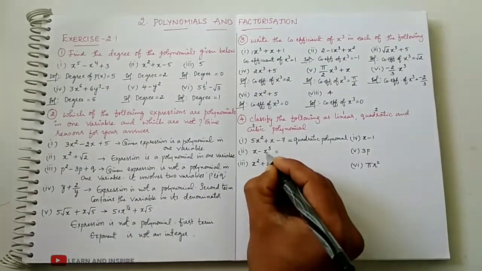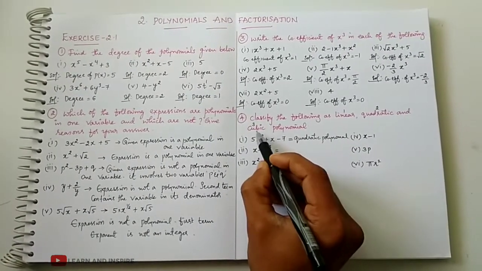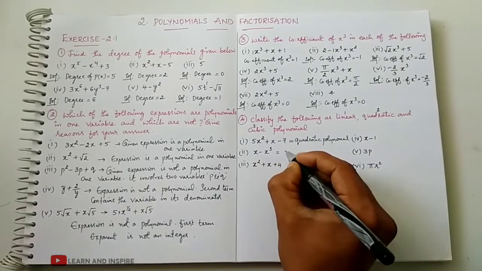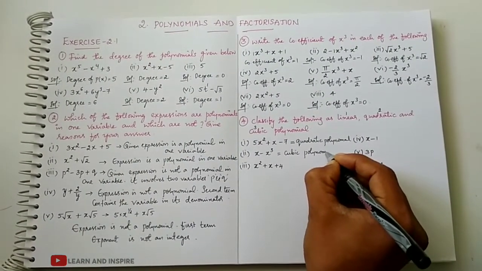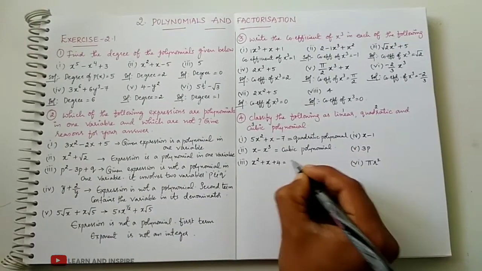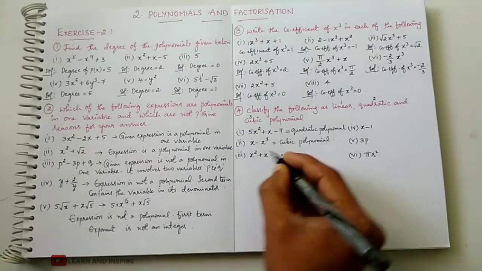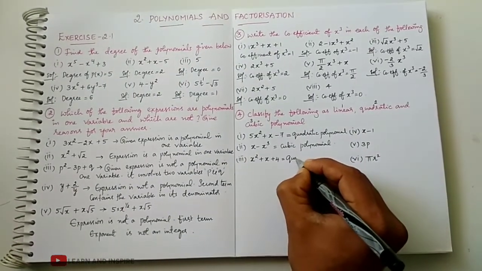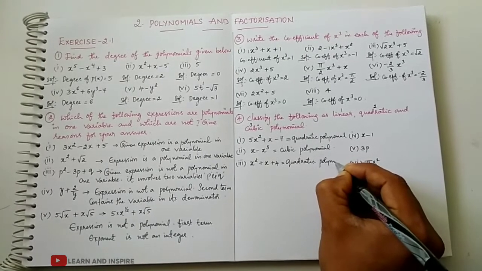Second one, x minus x cube. So what is the degree of the polynomial? 3. So if it is 3, then it is a cubic polynomial. Third one, x square plus x plus 4. So degree of the polynomial is 2, then it is a quadratic polynomial.